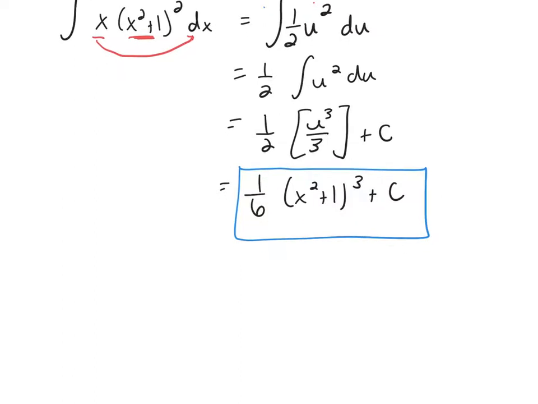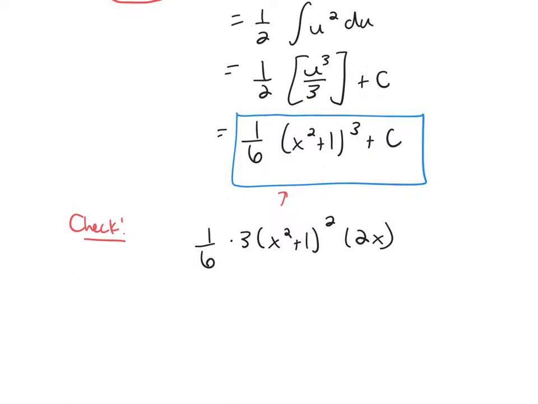Now if you have time when you're working on a problem, you can check your answer. Look at your answer up here and take the derivative. I'm going to do the chain rule, bring the 3 down, reduce the power by 1, and then multiply by 2x. So this 3 and this 2 cancel with this x. So in the end, I get (x squared plus 1) squared times x.